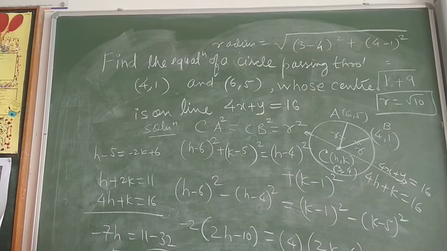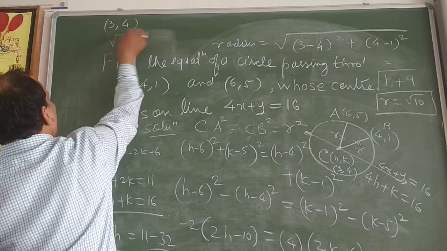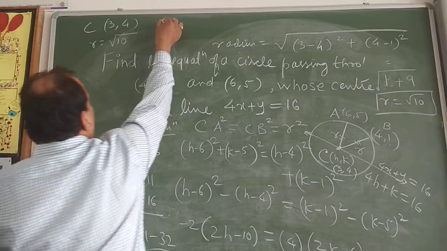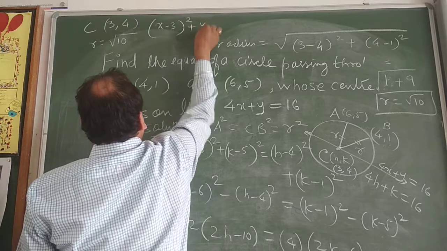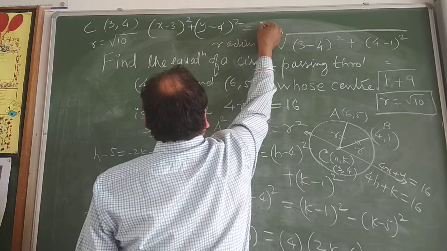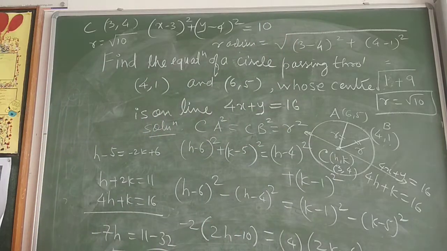So the equation of circle with center 3 comma 4 and radius root of 10 unit is given by x minus 3 whole square plus y minus 4 whole square is equal to root 10 whole square, that is 10. So this is the equation of the circle.